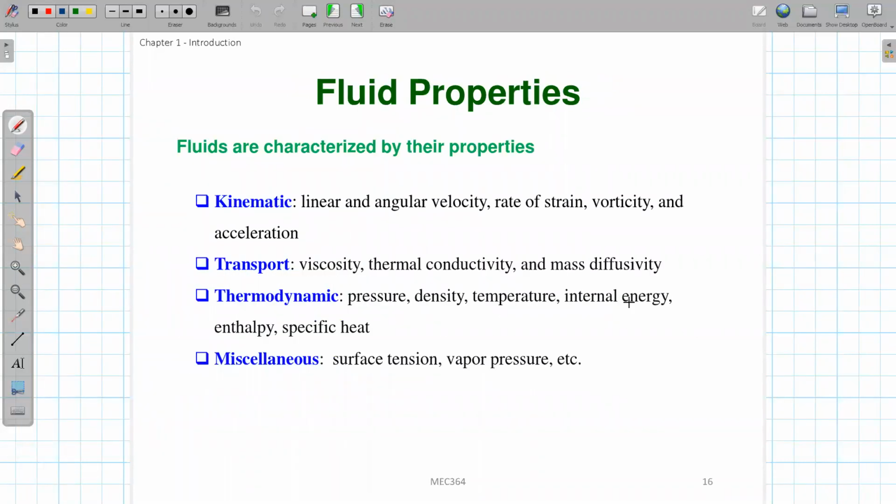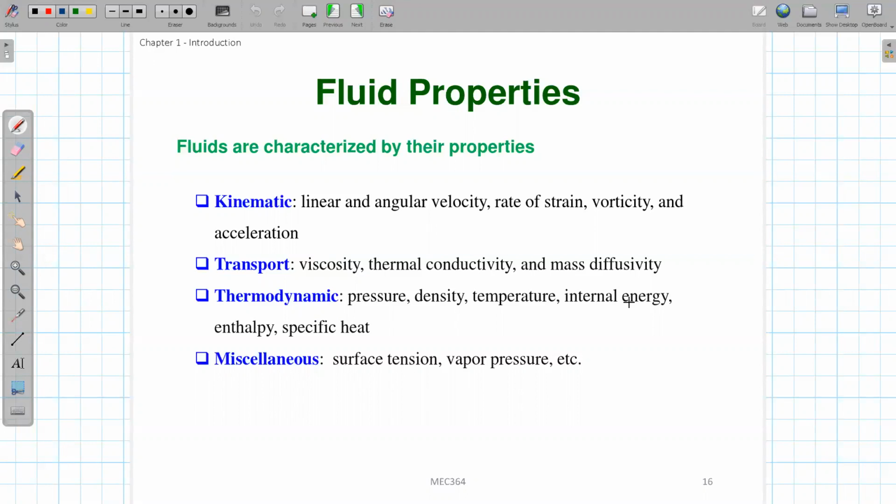And when we're talking about the fluid, right, the fluid will have its properties. We need to use properties to define the state of the fluid. And we can categorize those properties into different groups. Okay. The first group is the kinematic properties, such as the linear and angular velocity, the rate of spin, vorticity, acceleration, and so on. Okay, so this is called the kinematic properties.